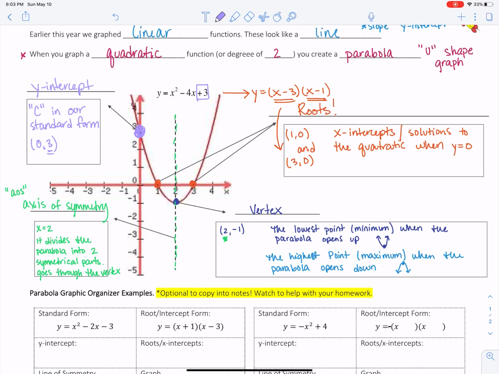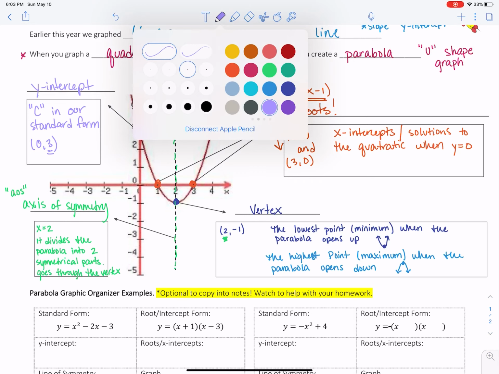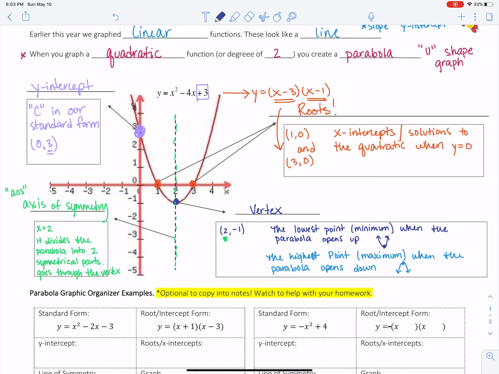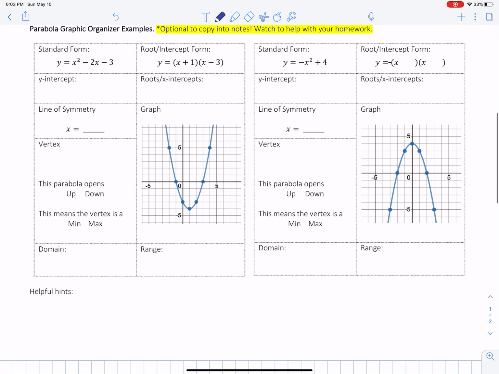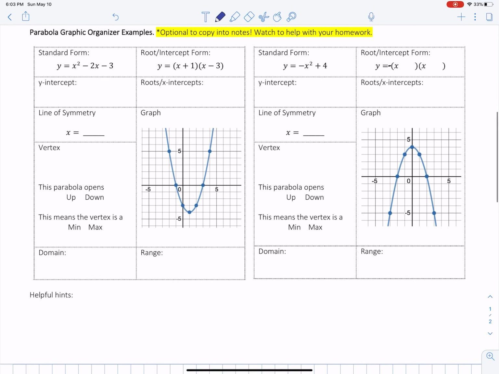Now you can go ahead, you can stay with me and copy this next part down, or you can just watch because this is exactly what your homework is going to look like. All right, if you'll notice here, I have these graphic organizers. We have a graph that we are working with. We also have some standard forms and our root forms that we're working with. So we just need to figure out the rest of this. So that y-intercept, number one, we can always look at our graph here. And if you'll notice, I'm filling it in with blue.